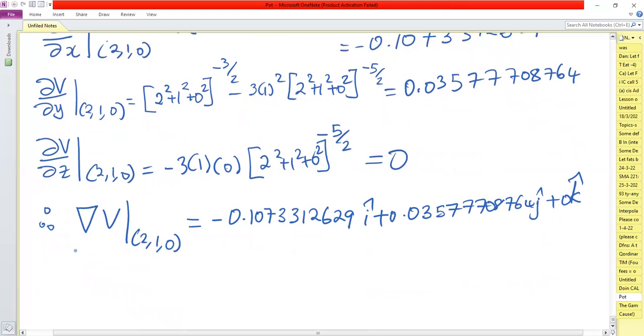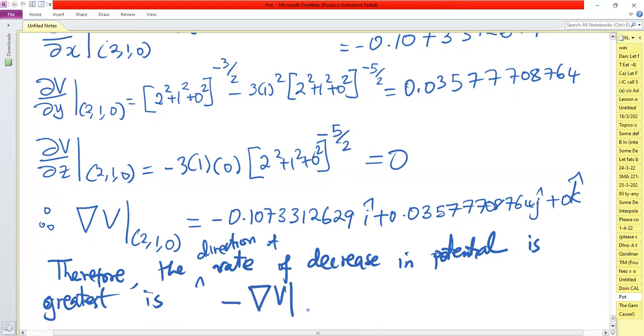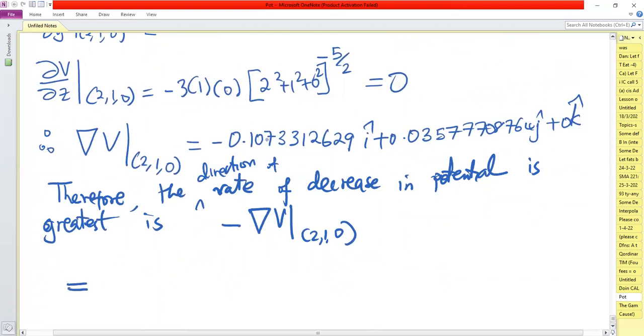So therefore, the direction in which the rate of decrease in potential is greatest is the negative of this value, which is given by now. This will be positive and this negative.